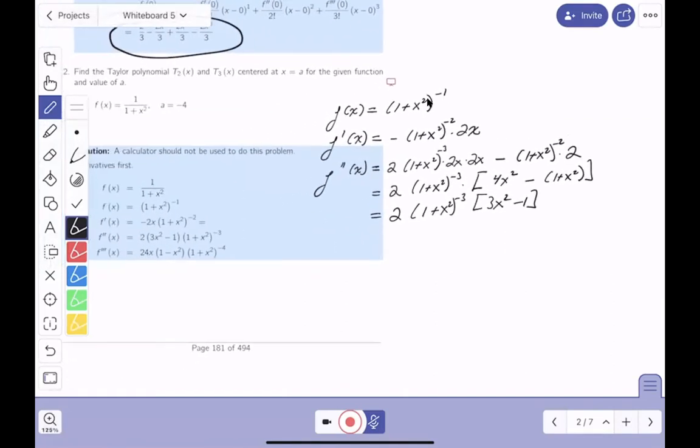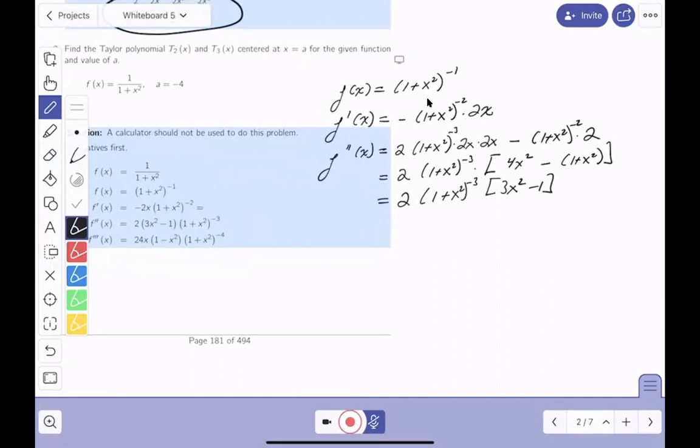I want to point out when you're doing problems, it might be a good idea to look at what you've done. Did I get the first derivative correctly? That's minus 2x. I'm seeing that right over here. 1 plus x squared to the minus 2. And did I get the second derivative correct? Let's take a look. I see the 2. I see the 1 plus x squared to the minus 3. And I do see the 3x squared minus 1.